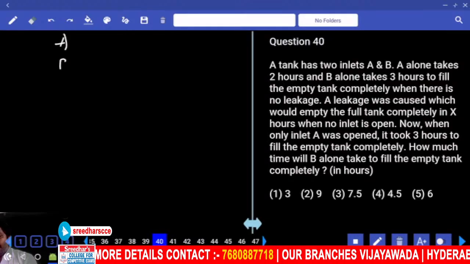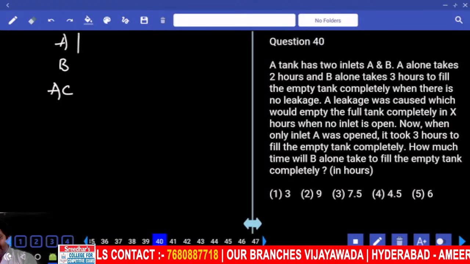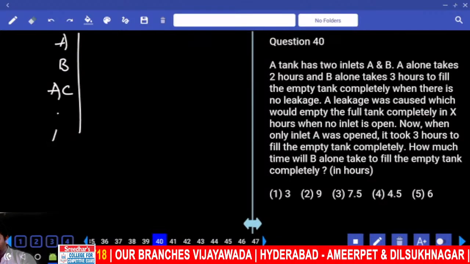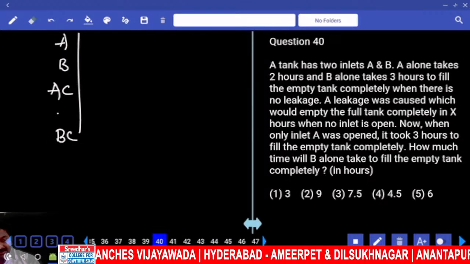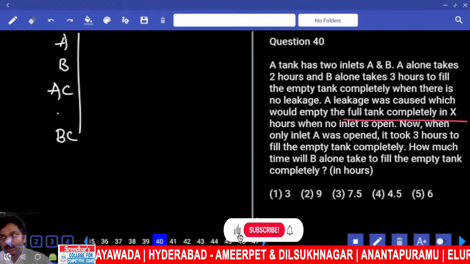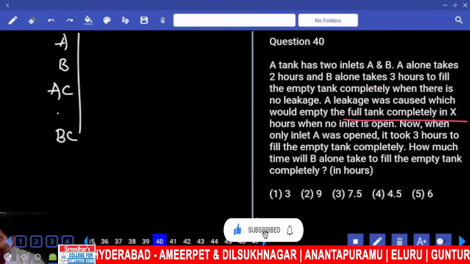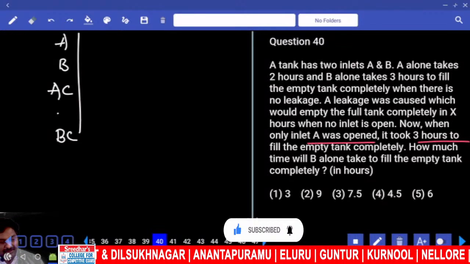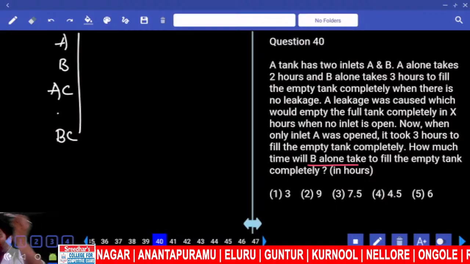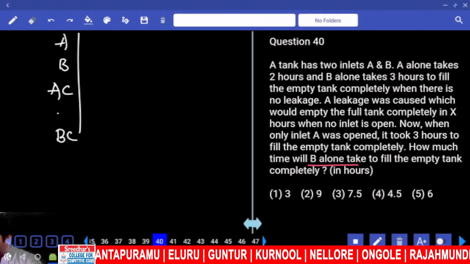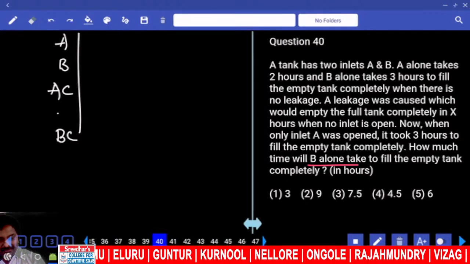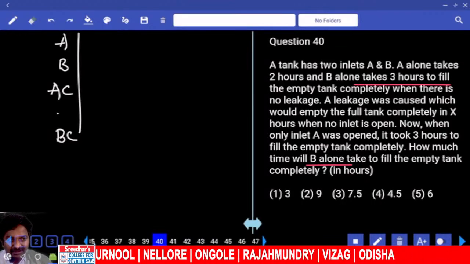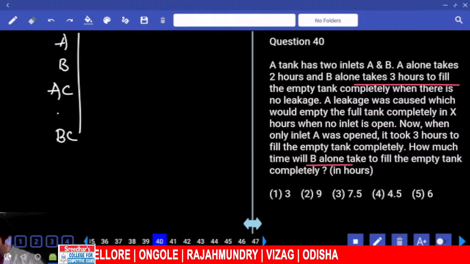Right, A alone, B alone, and C. Question is about B and C, because the outlet is already open. And when inlet A is open, then it is taking 3 hours. If inlet B along with that outlet is open, what is the time taken to fill the tank? That's the question. Understood? If you consider only B alone, it is already given in the question, B alone is 3 hours.